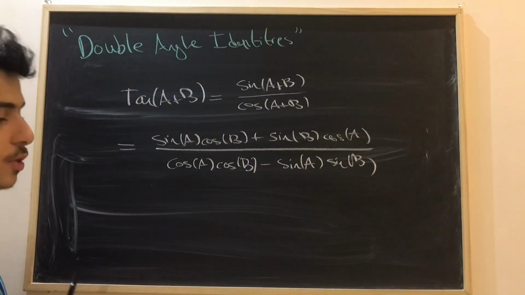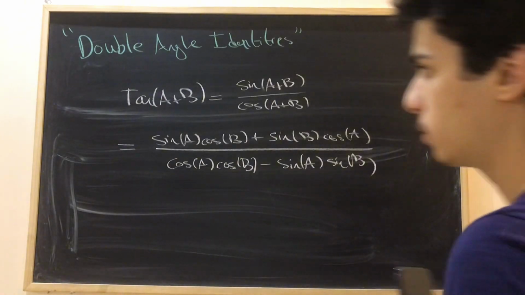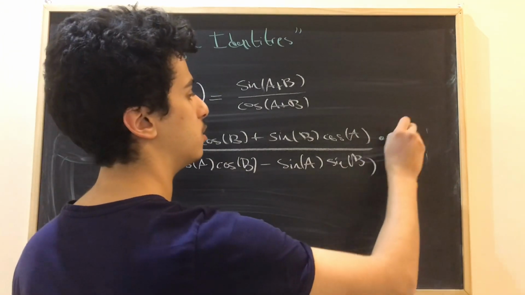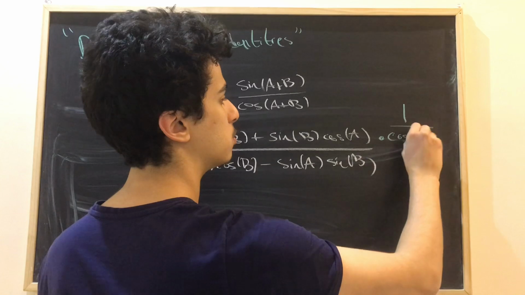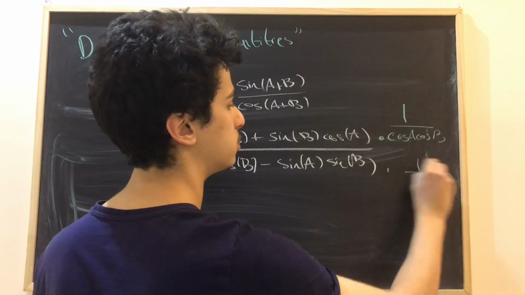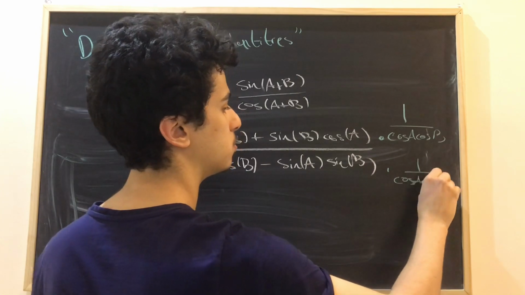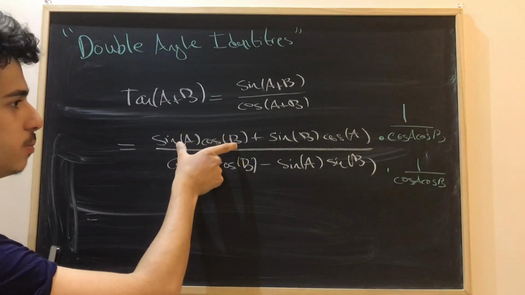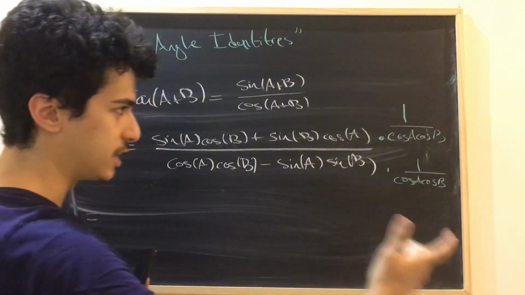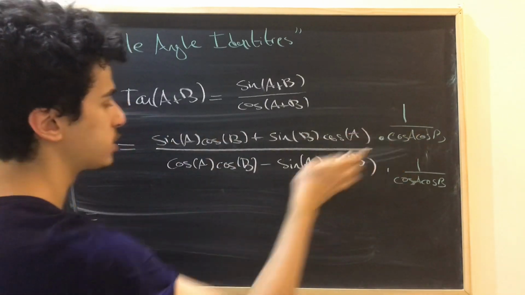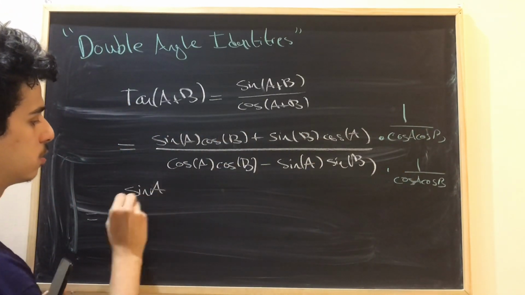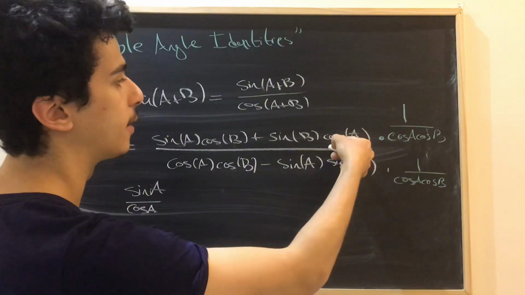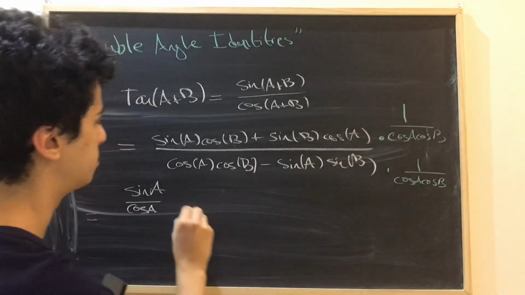And now we're going to do something no one usually thinks of. If you want to derive this yourself, you're going to multiply by 1 over cosine A cosine B, meaning in the numerator and in the denominator. Okay, what will we get? We'll have sine A cosine B over this. Well, the cosine B's will cancel out, and we'll be left with sine A over cosine A. Cool. Here we'll cancel out the cosine A, and we'll be left with cosine B. So sine B over cosine B.